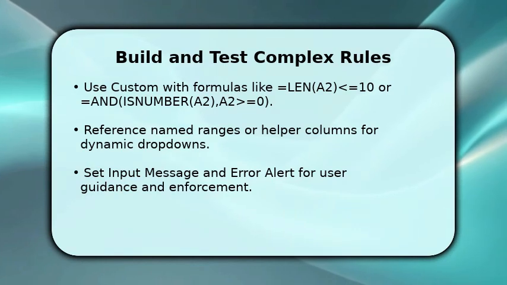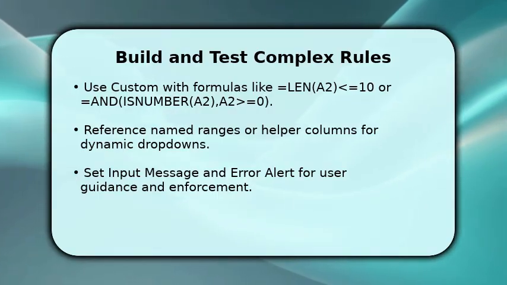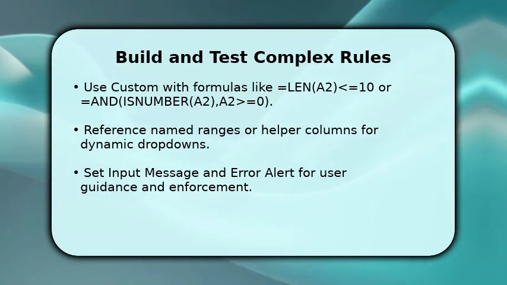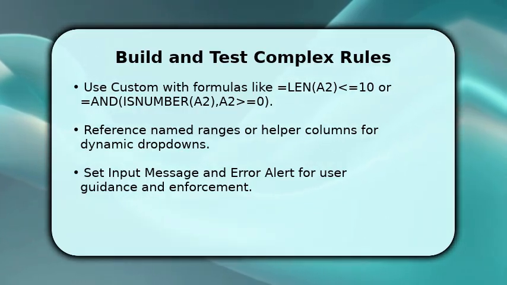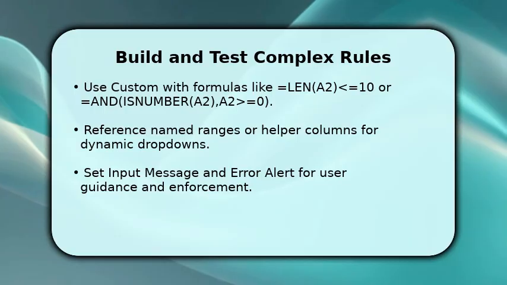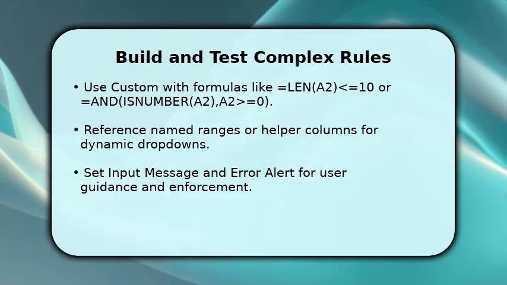Now you create the detailed logic. Choose custom and write a formula that returns true for valid entries. For example, equals AND, ISNUMBER, A2 greater or equals 0 to enforce non-negative numbers. Once done, use named ranges or helper columns for dynamic lists so options update without breaking validation.